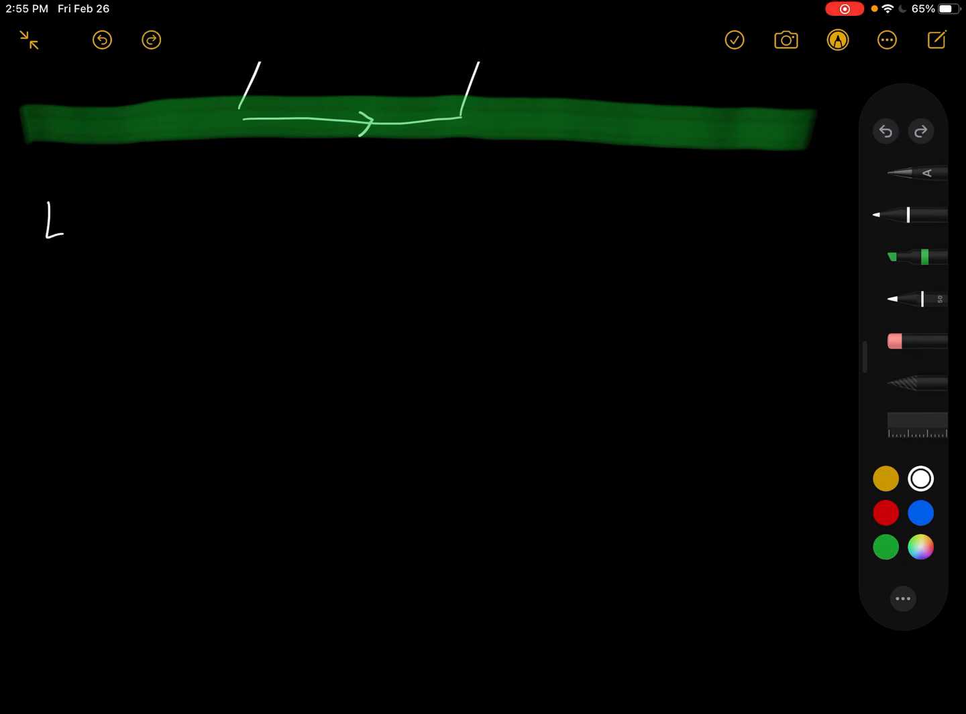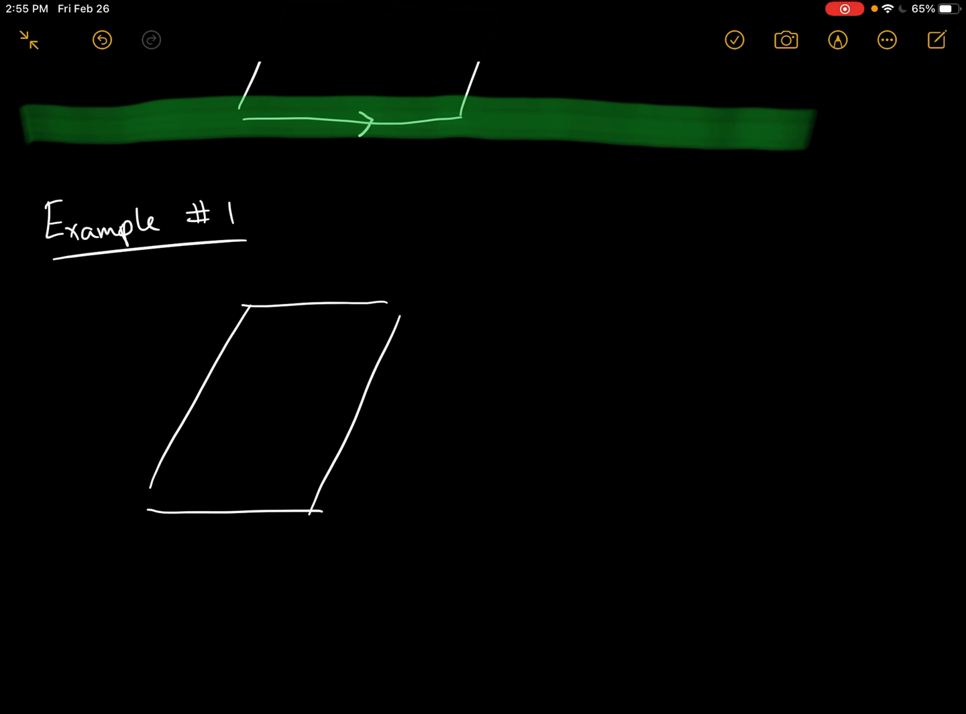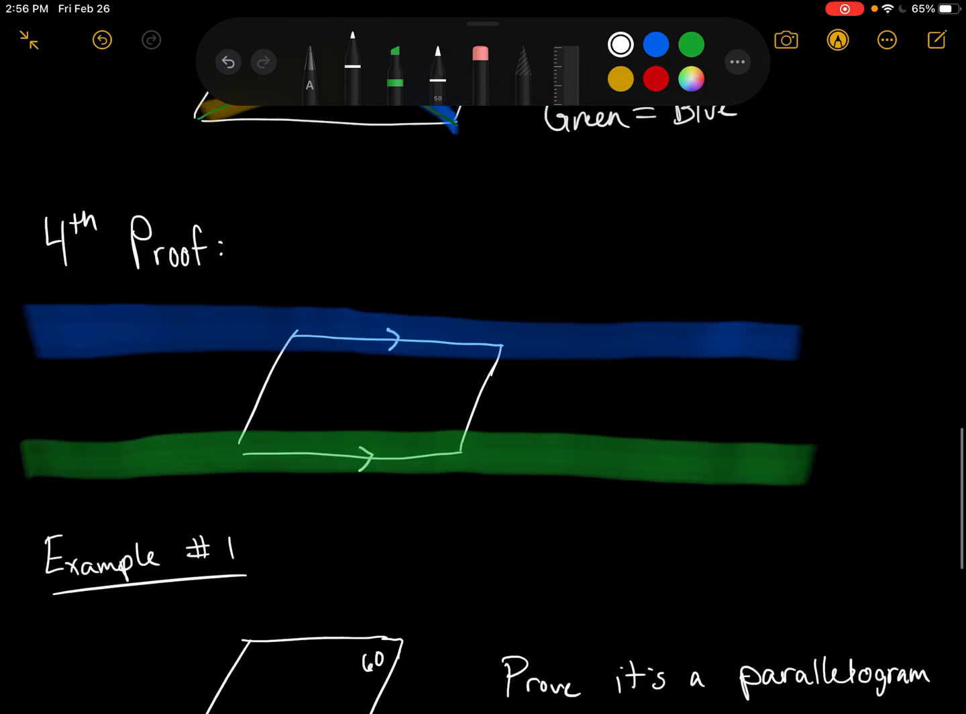So the first example: if you have a quadrilateral that looks like this, and let's say we have some angle measures filled in for us. So in this case, this one might be 120, and this one might be 60. And they're going to ask you to prove whether it's a parallelogram. Well, first we need to actually decide, is it or is it not a parallelogram? So let's scroll back to our proofs. We have some angles.